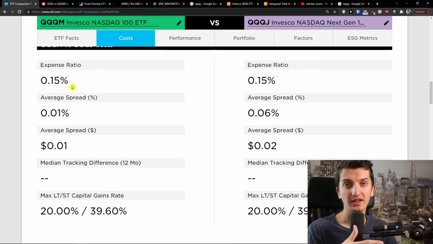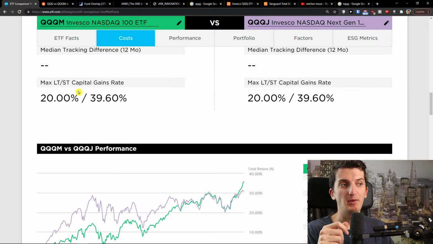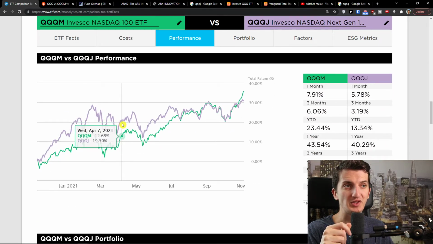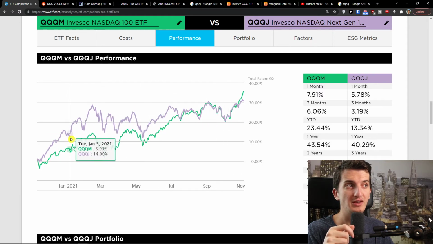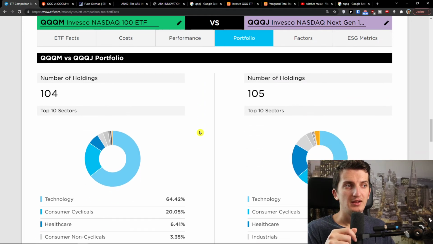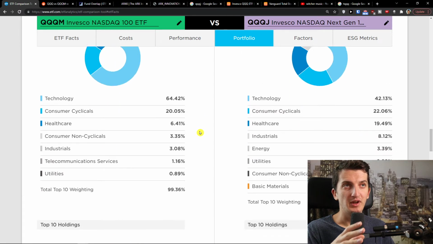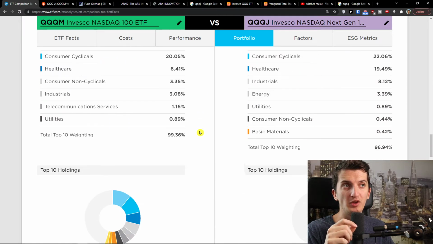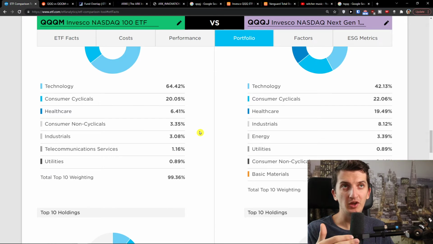Now, what does it mean? Let's say that you would have $10,000 invested. In a year, you would pay an expense ratio of $15 for QQQM, $15 for QQQJ, and $20 for QQQ. Now when we go further, you can also see the performance here. QQQM with QQQ is similar, but you see that over 3 months QQQJ was performing really well.